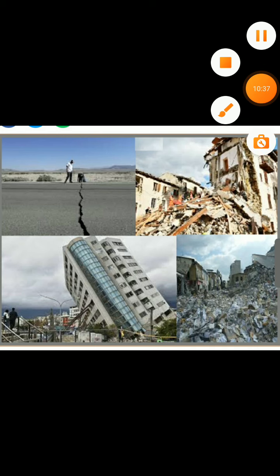On January 26, 2001, Bhuj and its neighboring districts in Gujarat suffered heavy loss of life and property caused by a severe earthquake. 20,000 people were killed. Bhuj was the epicenter of that earthquake.